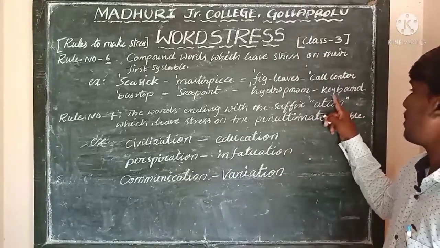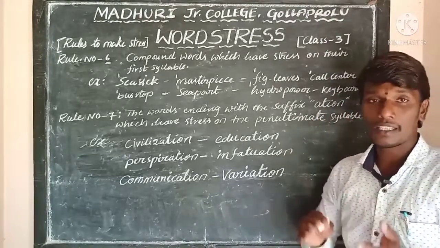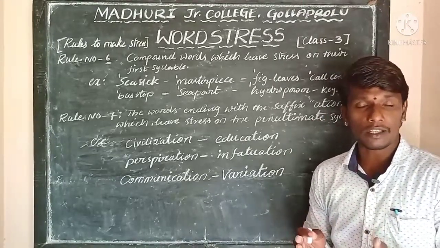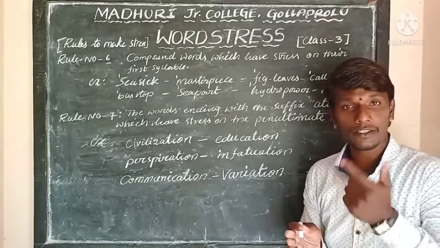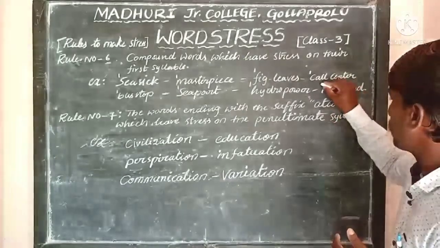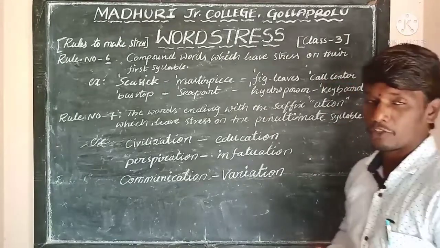And now see, keyboard. Key is a special word, board is also another word. So when you combine them, it is a keyboard. So that it is a compound word, so that stress is on first syllable.